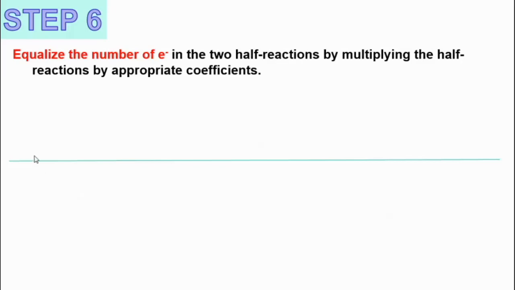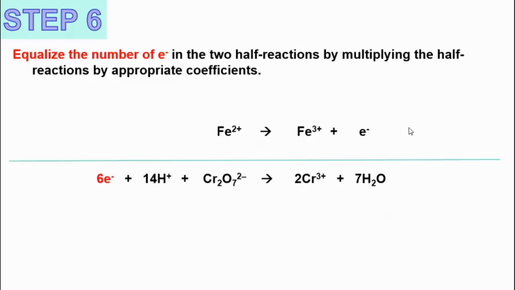In step 6, we are going to equalize the number of electrons in both of the half equations, or half reactions. How are we going to do that? We are going to multiply the half equation by appropriate coefficients. Remember, this is what we did in the previous step, step 5. If you look at the first half equation, there is only 1 mole of electron here, but in the second half equation, there are 6 moles of electrons. So the number of electrons on opposite sides of these two half equations is different. So in step 6, we need to equalize the number of electrons.